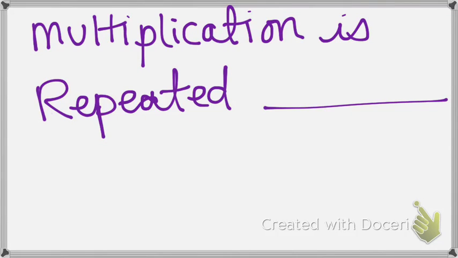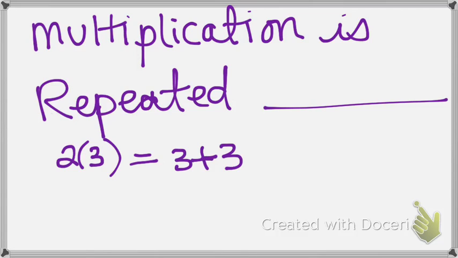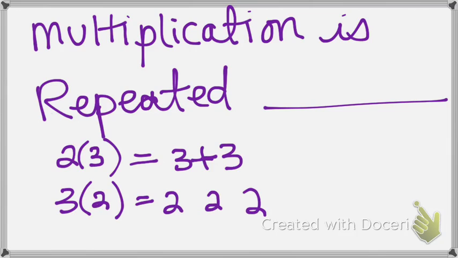Today we reviewed what multiplication is. So we had multiplication is repeated what? So if we have 2 times 3, that's the same as 2 groups of 3. So we have 3 plus 3, and we're adding. Or we could say this is 3 times 2, which means we have 3 groups of 2. So 1, 2, 3 2's, and we're adding.